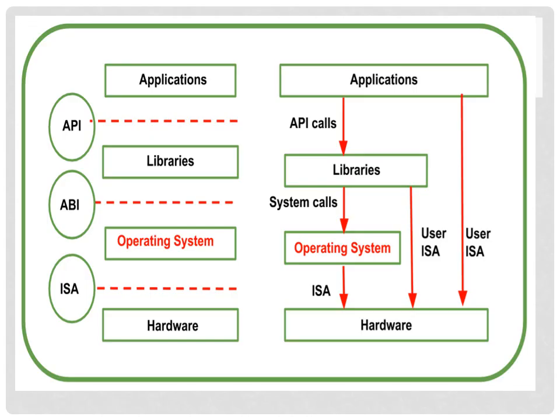This is the diagram of the machine reference model. Here we will see the hardware, operating system, application, and library. The ISA is an interface between the hardware and the operating system. ABI is an interface between the operating system and the library. API is an interface between the application and the library. We will see all this in the future slides: what is API, ABI, ISA, in detail.